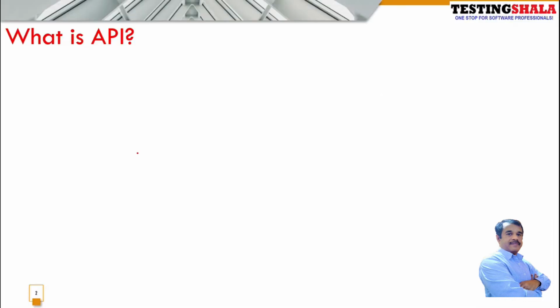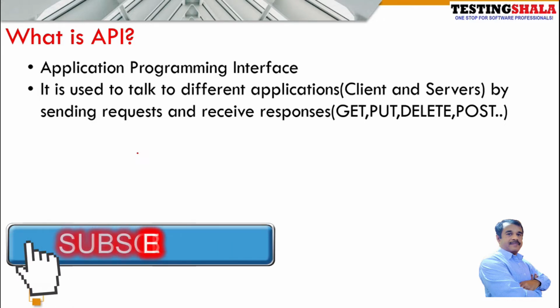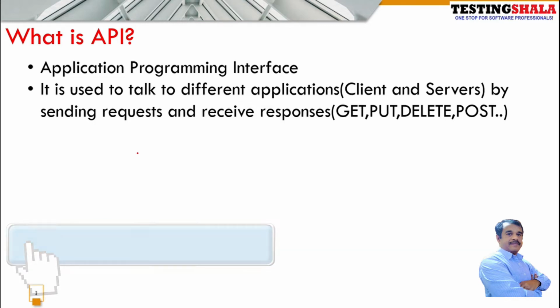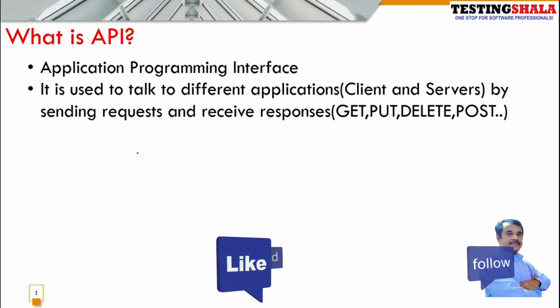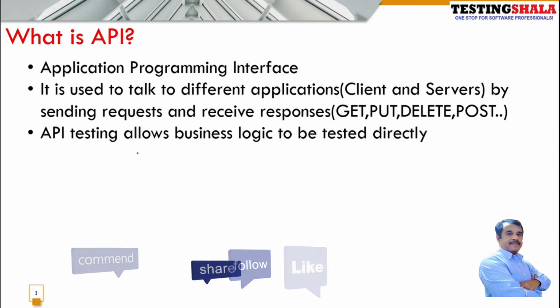So let us understand first of all what is all about API. API is nothing but an application programming interface. API will be used to talk to various different applications, it could be clients or servers, by sending simple messages and getting the response back from the server or client in the method of get, put, delete, post and so on. By using API, we can directly test any business logic.